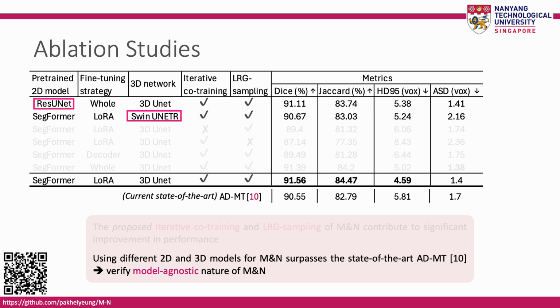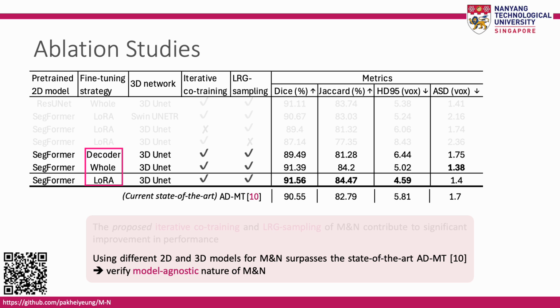Secondly, we tested using different 2D and 3D models and network architectures. While some variations in performance are observed, they consistently outperform the existing state-of-the-art method, ADMT. This validates the model-agnostic nature of our proposed M&N. Last but not least, we tried different strategies to fine-tune the 2D natural images pre-trained model, and both whole network training and the more recent LoRA performed similarly well, and again outperformed the existing state-of-the-art ADMT.